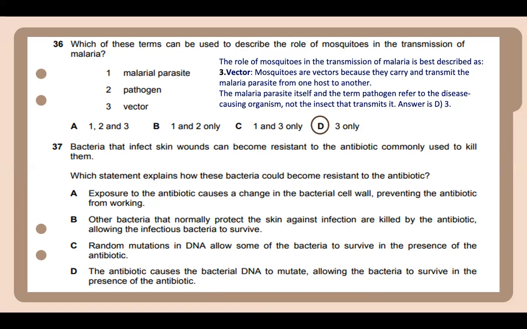Bacteria that infect skin wounds can become resistant to the antibiotic commonly used to kill them. Which statement explains how these bacteria could become resistant to the antibiotic? Random mutation in DNA allows some of the bacteria to survive in the presence of antibiotic.